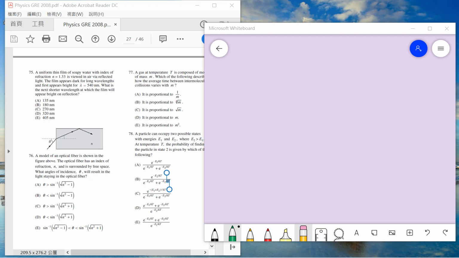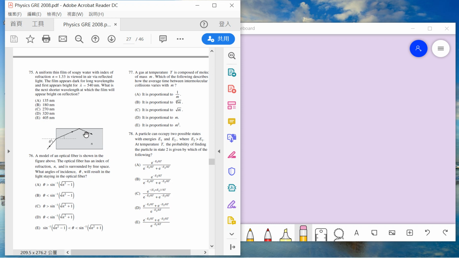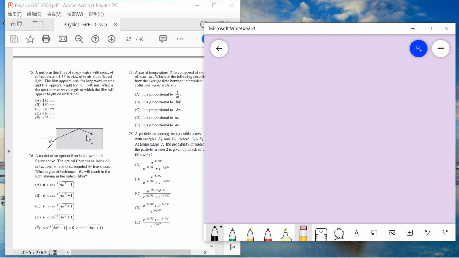Welcome, guys. So we keep solving physics GRE, number 75. A uniform thin film of soapy water with index of refraction 1.33 is viewed in the air via reflected light, and appears dark for a long wavelength, and the first appearing bright is 530 nanometers, while the next shorter appears bright. Okay, so 75.